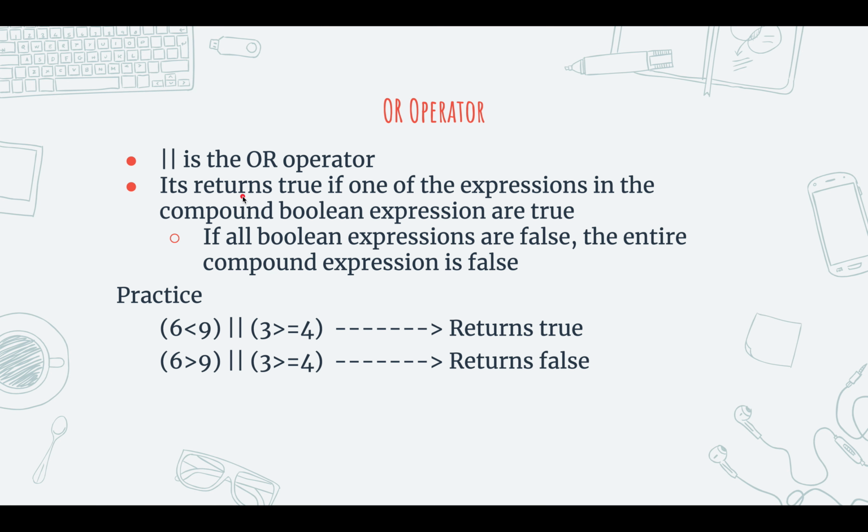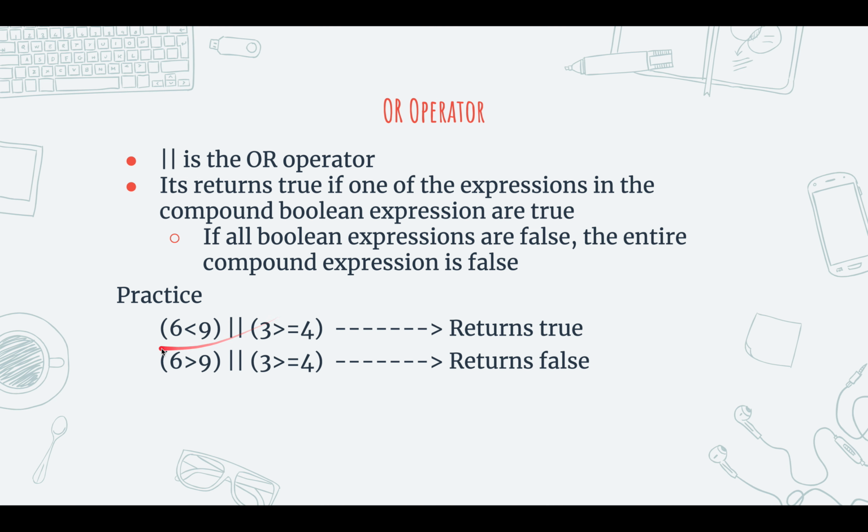Now we have the OR operator that utilizes these two pipe-looking symbols. It returns true if one of the expressions in the compound Boolean expression is true. So at least one expression has to be true. Even if one expression is false, as long as the other one is true, then it will return true. But if both of them are false, then it will return false.